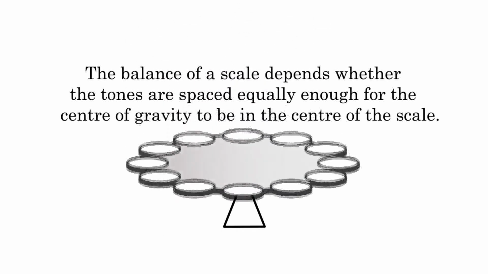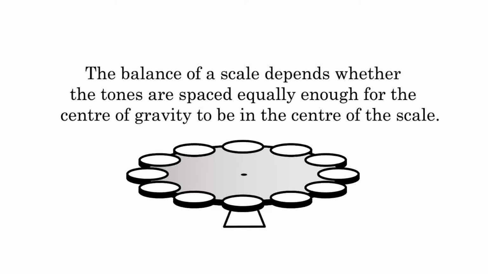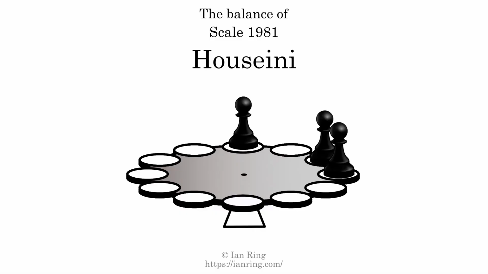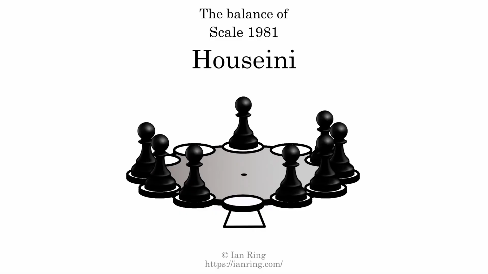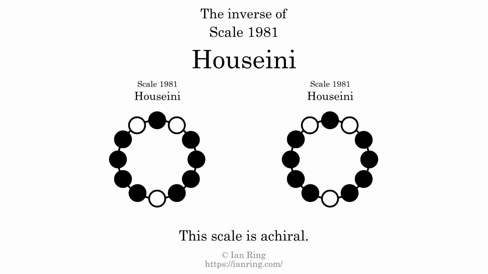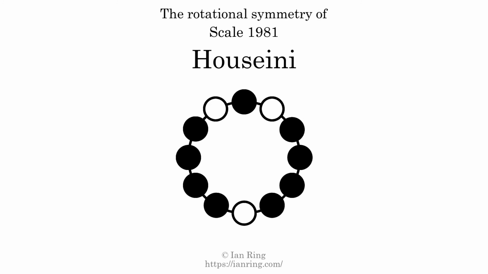Here, the balance of a scale depends on whether the tones are spaced equally enough for the center of gravity to be in the center of the scale. This scale is not balanced. The inverse of a scale is a mirror image. It is what you get when the sequence of intervals is reversed. This scale is symmetrical, its inverse is the same as itself. Like all symmetrical scales, this scale is achiral, since it can transform into its own reflection by a rotational transformation. This scale has no rotational symmetry.